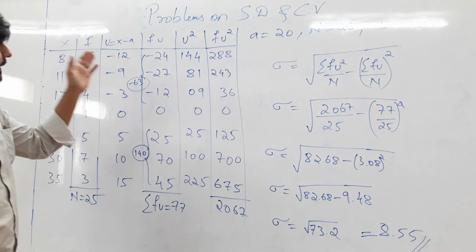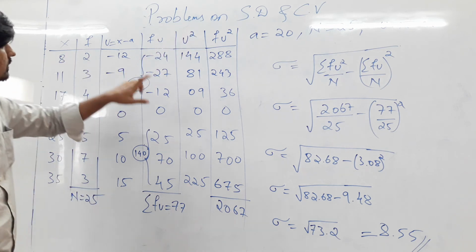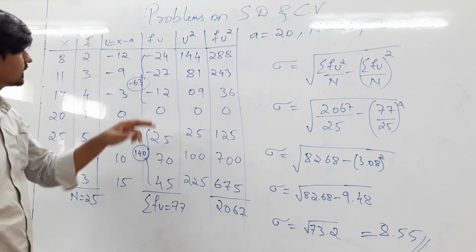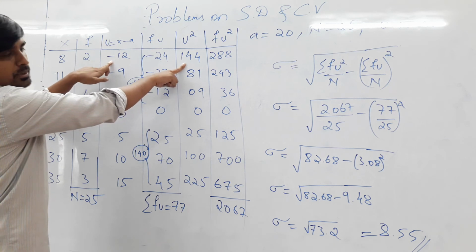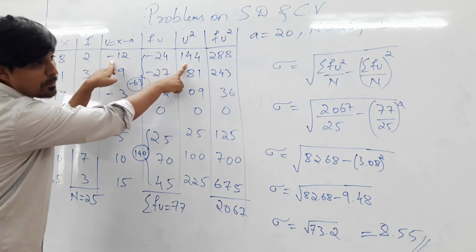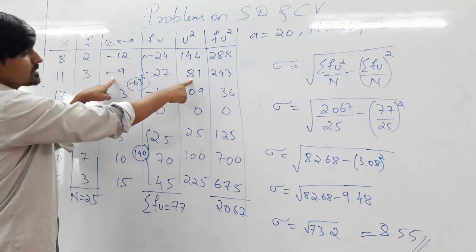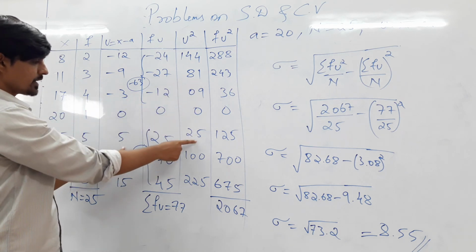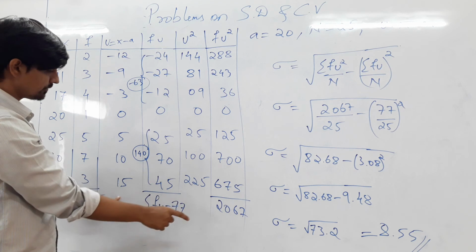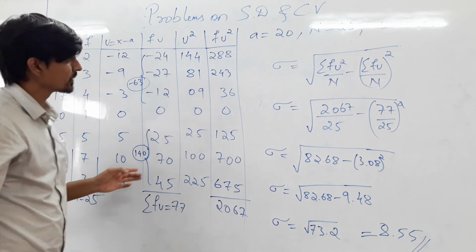Next, we will do u square. We will come to the summation part later. Minus 12 into minus 12 is plus 144. Remember, minus into minus is always plus. Minus 9 into minus 9 is 81. Minus 3 into minus 3 is 9. 0. 5 into 5 is 25. 10 into 10 is 100. 15 into 15 is 225.